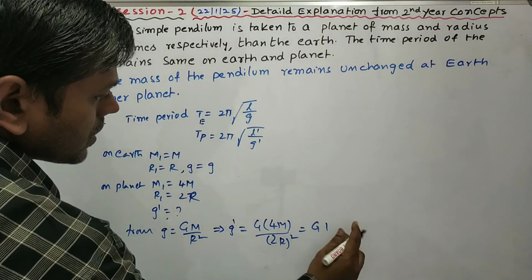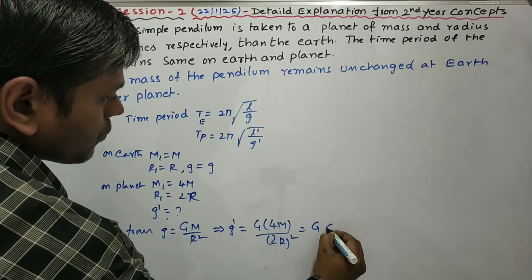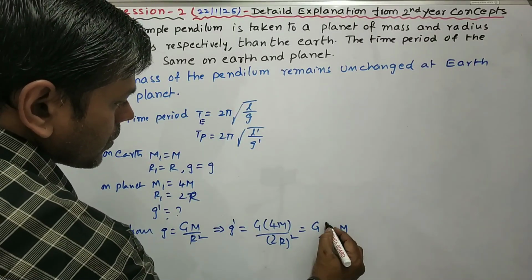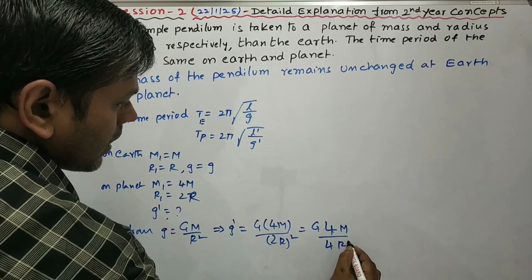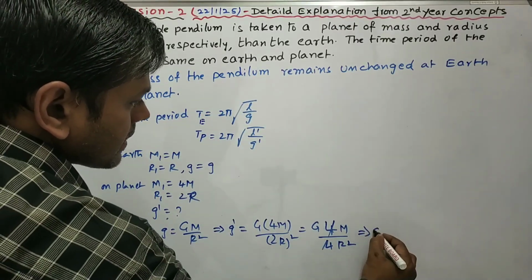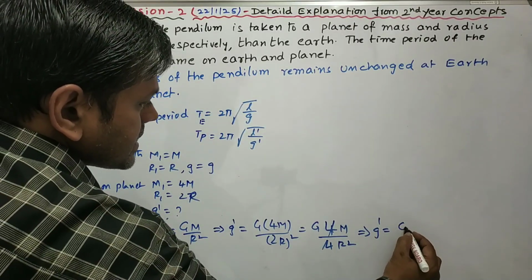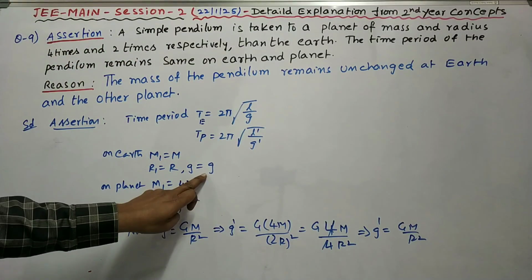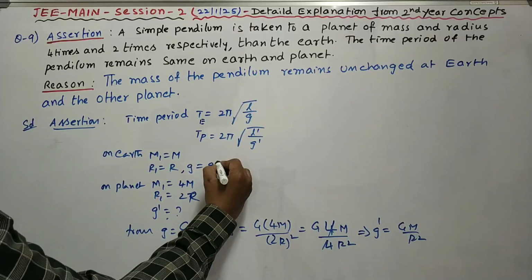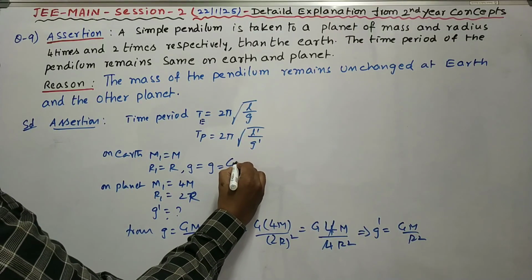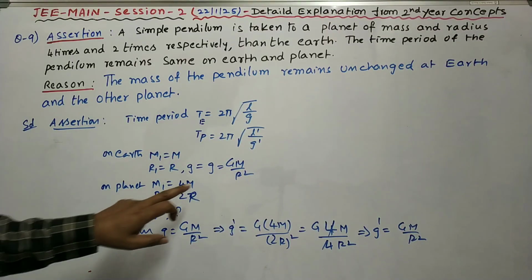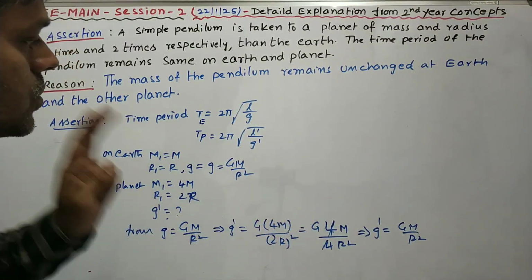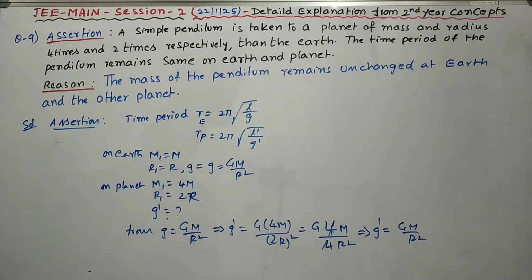That means G into 4m by 4R square. So this 4 is cancelled. That implies g dash is equal to GM by R square. So on Earth and on the given planet, both have the same g. So there is no change in time period.